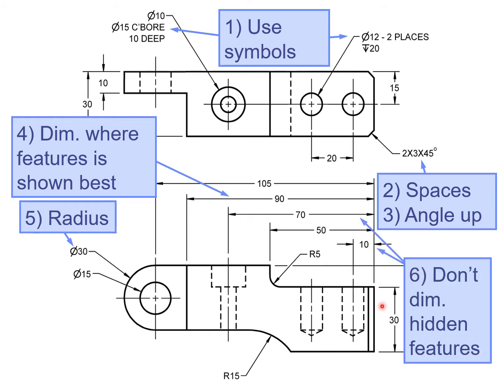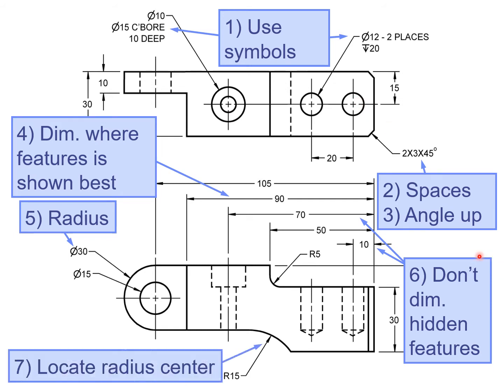And once again, we do not dimension to hidden features. So the 10 and the 70, which are both dimensioning to dashed lines, hidden features, should move up to the top view where you can physically see the object lines. And finally, we need to be able to locate the center of this arc. So we either have the option of dimensioning with the horizontal dimension from the edge to this point, but it looks cleaner if we do it with locating the center of the radius. So with the little tick mark, indicating the center of the arc.